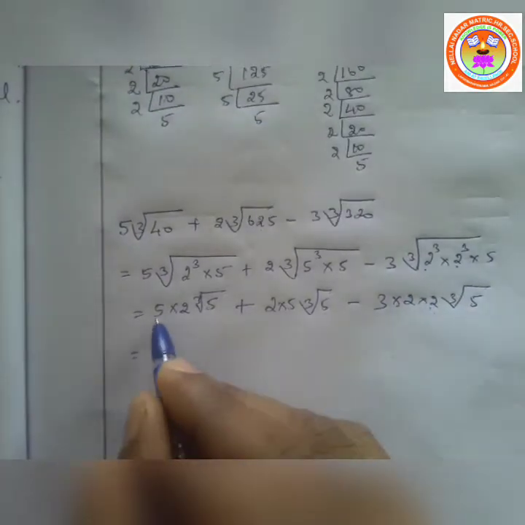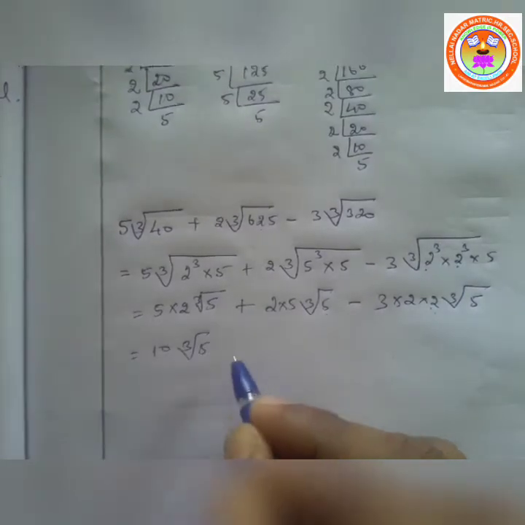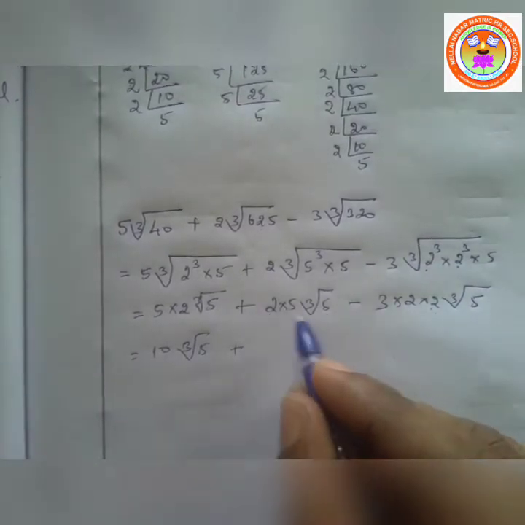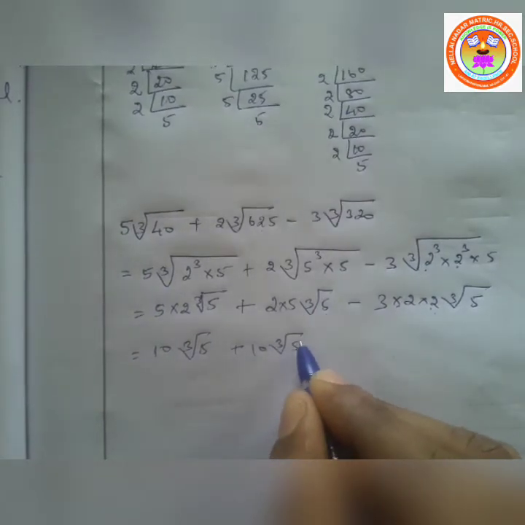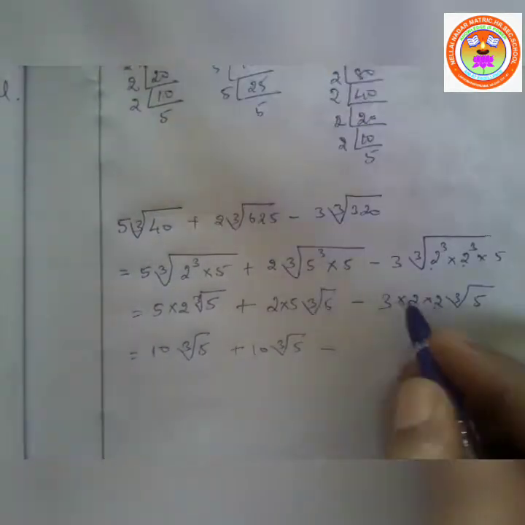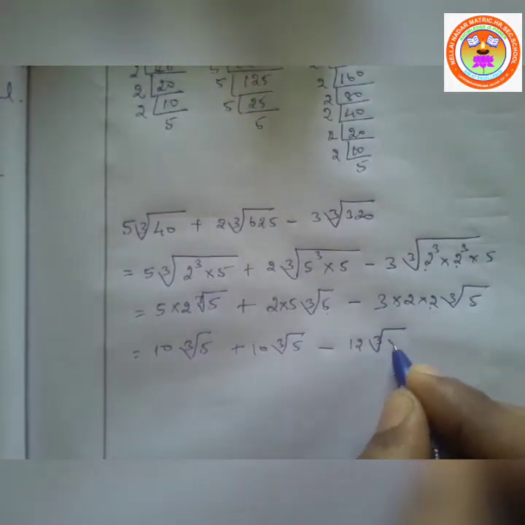Now multiply these outside numbers. 5 2's are 10, cube root of 5, plus 2 5's are 10, cube root of 5, minus 3 2's are 6, 6 2's are 12, cube root of 5.